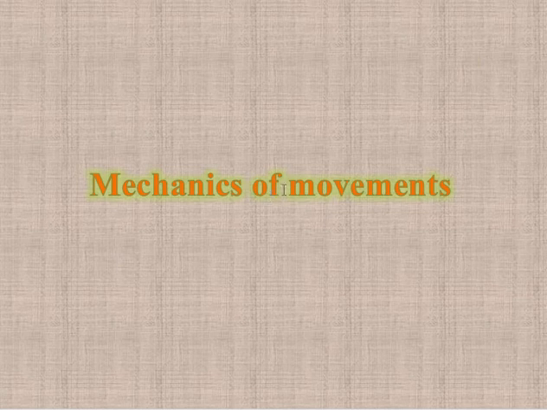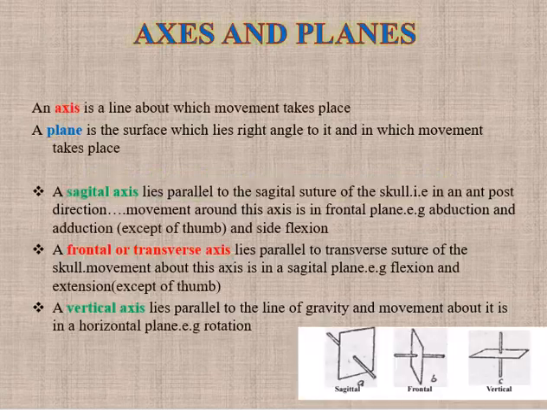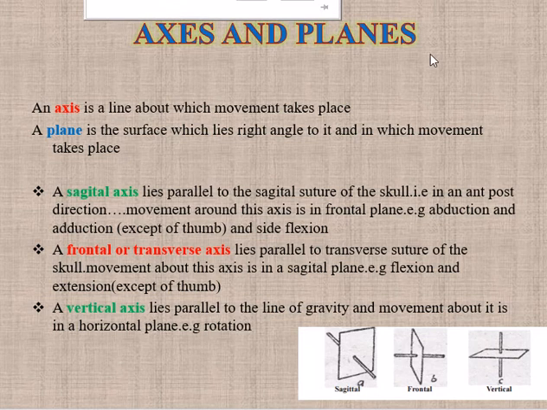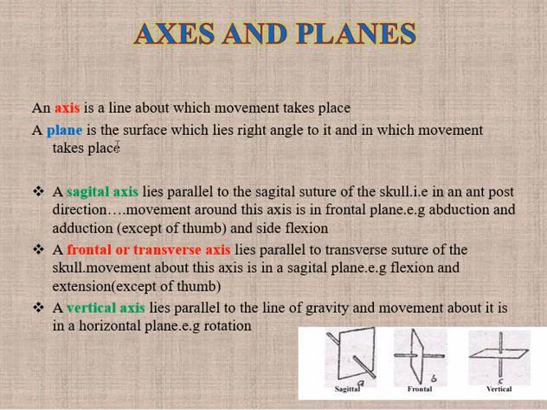Now let's start with mechanics of movement. Axis and plane. What is the difference between axis and plane? Basically, an axis is a line and plane is a surface. Now look at the definition. An axis is a line about which movement takes place, and plane is the surface which lies right angle to it and in which movement takes place.